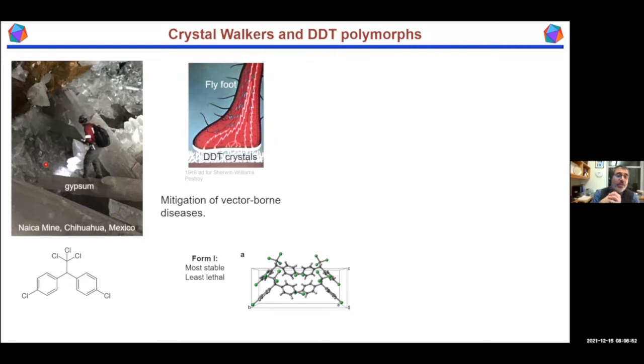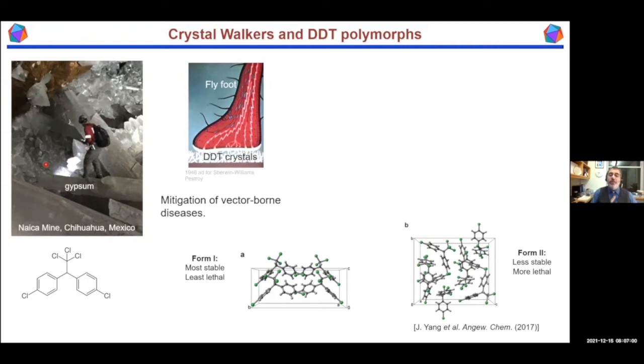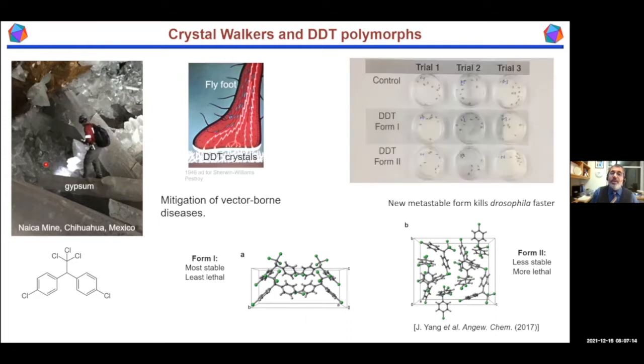Well, when DDT was used, the commercially available form was this one called Form 1. Well, my colleagues at NYU recently crystallized a new form of DDT. It's called Form 2, and it's a metastable polymorph, all right? So in this case, they're exploiting polymorphism to try to find something that may be more lethal to the insects. And in fact, you can prove that this is a more effective way to deliver the exact same compound, but in a different crystalline form.